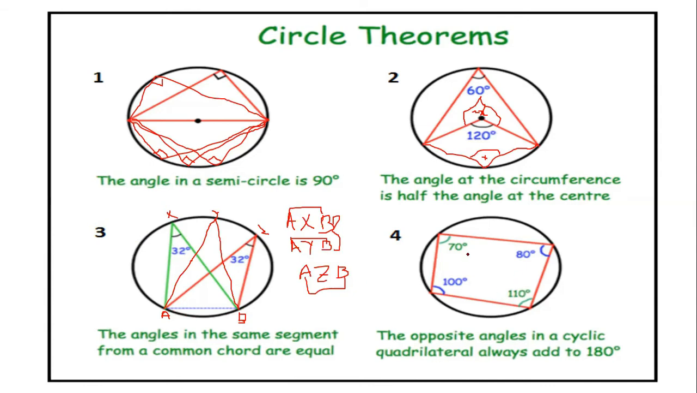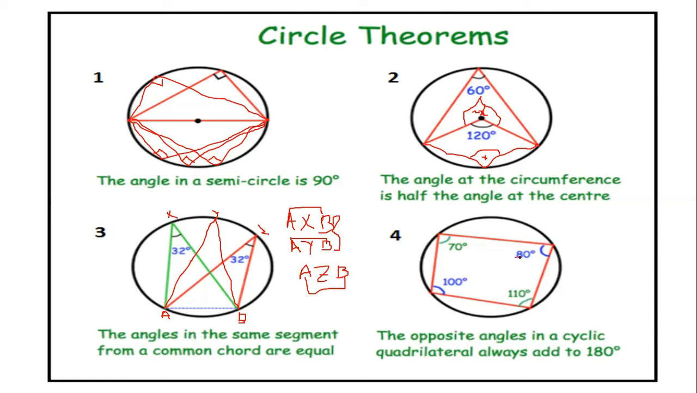We are saying the opposite angles in a cyclic quadrilateral add up to 180. Now, a cyclic quadrilateral is a four-sided polygon that exactly fits inside a circle. So any four-sided polygon that fits inside a circle is called a cyclic quadrilateral. Okay, so now what we are saying is when we add this angle and this angle, the total should be 180. When we add this angle and this angle, the total should be 180.